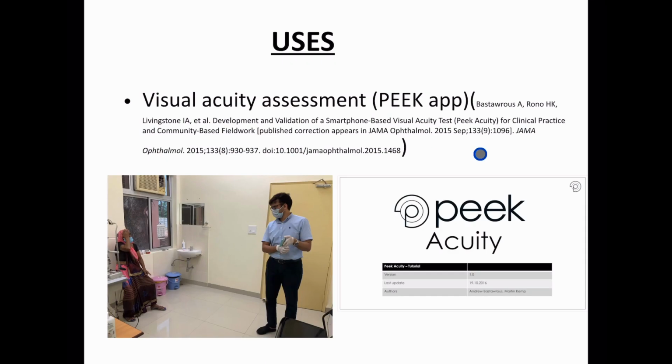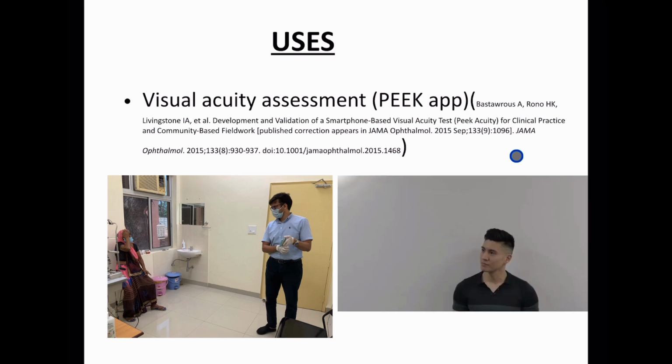Now, apart from the video recording, there are also other uses of smartphone which we have tested in our practice. The first is the visual acuity assessment through the Peak app. This app is available on the iOS as well as Android platform. You can check it out. In 2015, in a paper published in JAMA, they have validated its use, and in our practice also, we have found it to be fairly accurate. There is a small video on YouTube which you can see. It demonstrates the use of the Peak app.